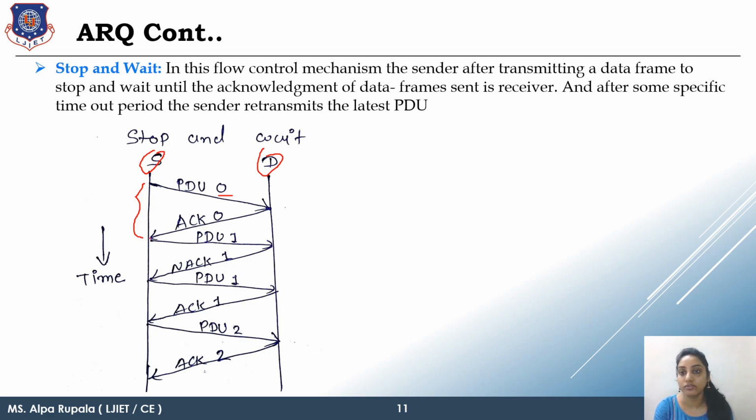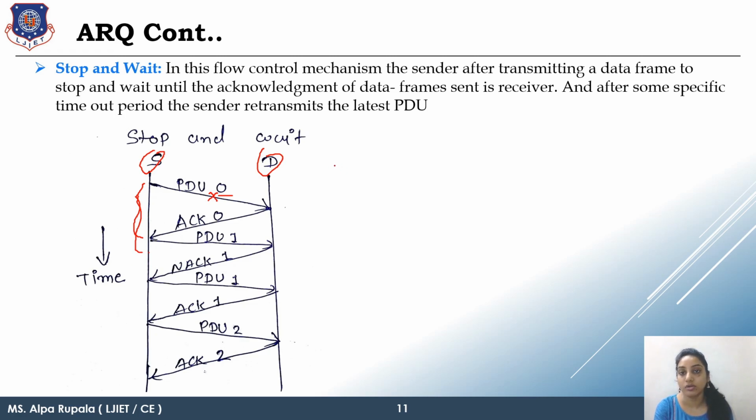Until this amount of time, your transmitter will remain idle. If we talk about the three types of error, the first one is a lost PDU. If the PDU is lost, that means you are not getting PDU number 0 at the receiver side. After waiting for some amount of time for the acknowledgement, the sender will retransmit the data frame of the same PDU again.